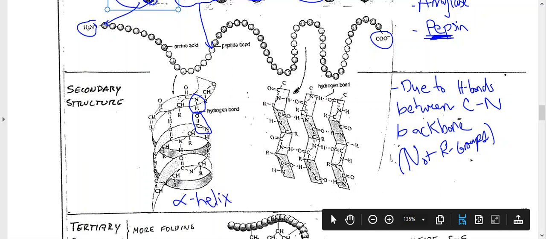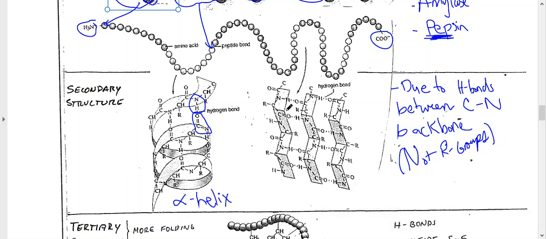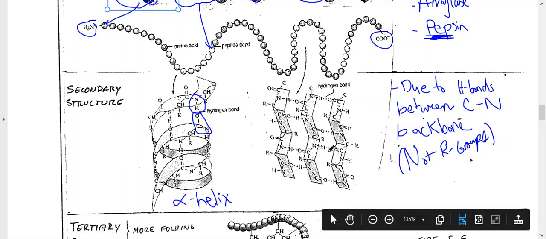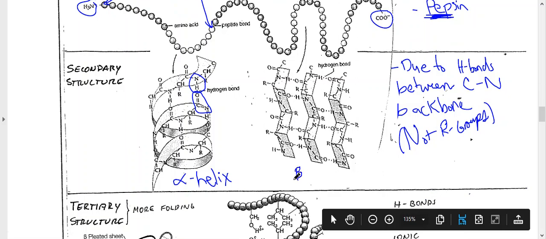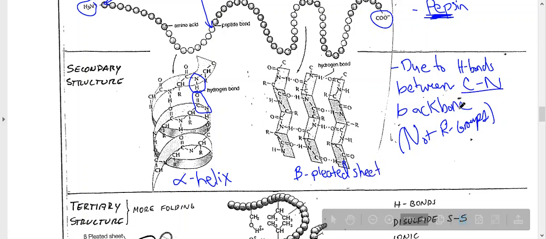Sometimes the folding is a little bit more rigid and linear, and it looks like you've accordioned a piece of paper, and the hydrogen bonds form that way. That is called a beta pleated sheet. And again, this is all due to hydrogen bonds between the carbons and nitrogens in that backbone.